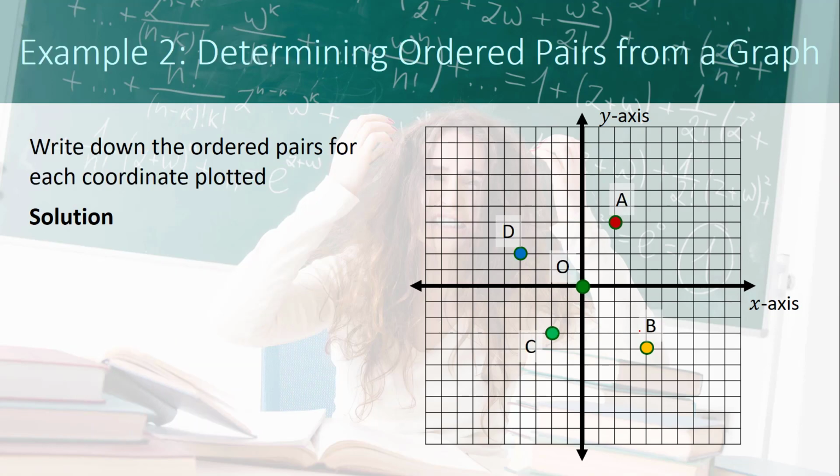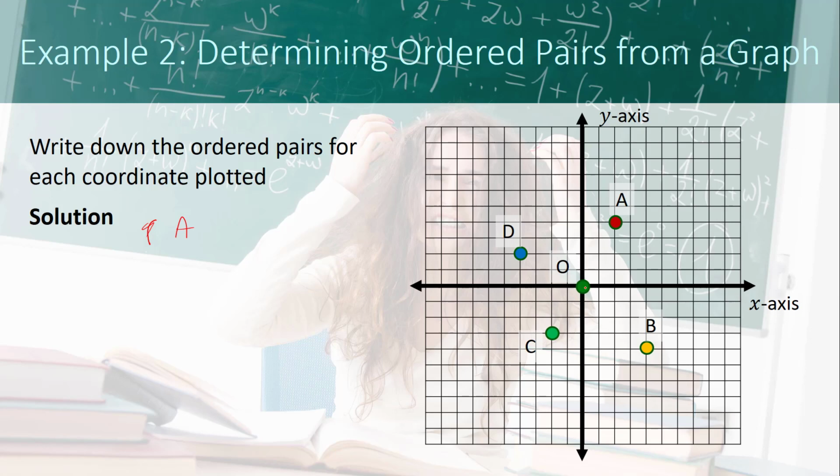Okay, this is example 2. For this one, what we want to do is write down the ordered pairs for each coordinate. We have A, B, C, D, and O, which happens to be the origin. So how do we handle this? Well, let's take a look at A.